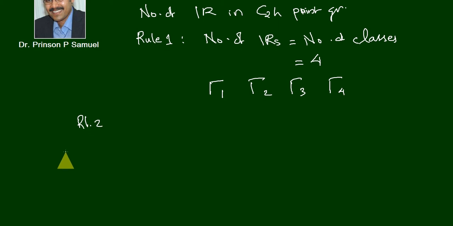the characters of the matrices belonging to a particular class in an irreducible representation will be the same. That is applicable when a particular class has more than one matrix.